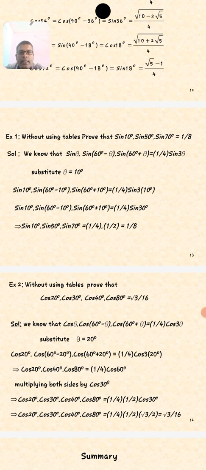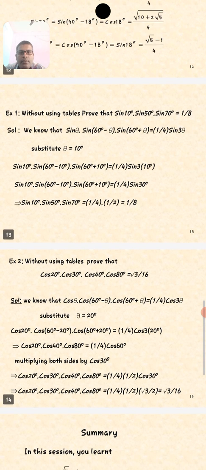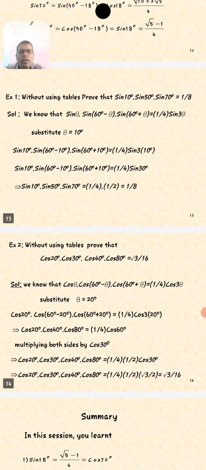That implies sin 10 degrees into sin 60 minus 10, sin 50, sin 10 sin 50 sin 70 is equal to 1 by 4 into the value of sin 30 degrees, which is 1 by 2. So finally we get 1 by 4 into 1 by 2 is equal to 1 by 8.